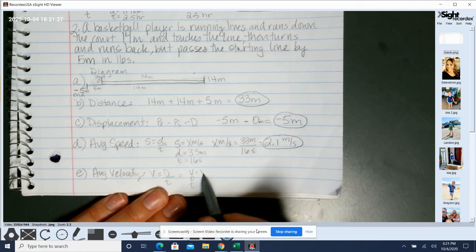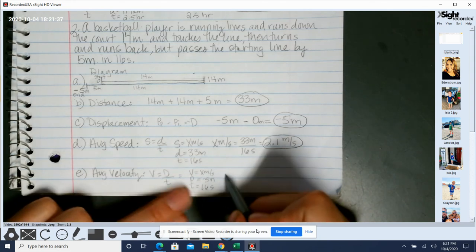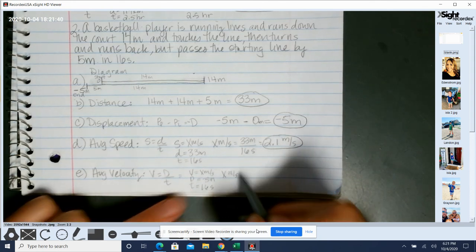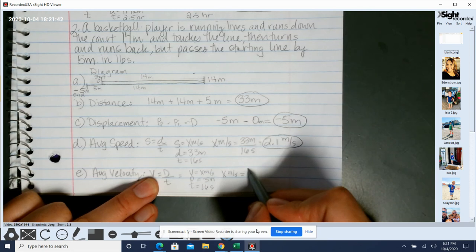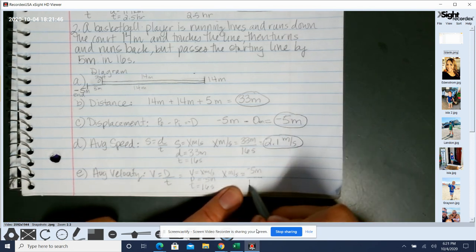Our velocity is x meters per second. Our displacement is negative 5 meters. And our time stays the same, 16 seconds. So you're going to plug that into our equation. X meters per second is the V. Displacement is negative 5 meters. And we're dividing that by 16 seconds.